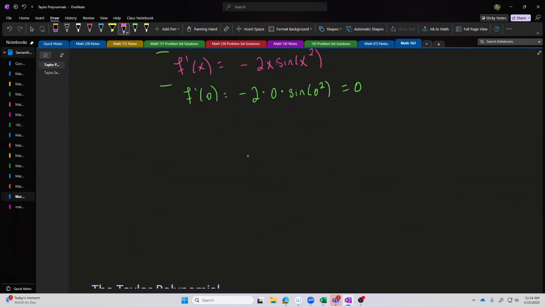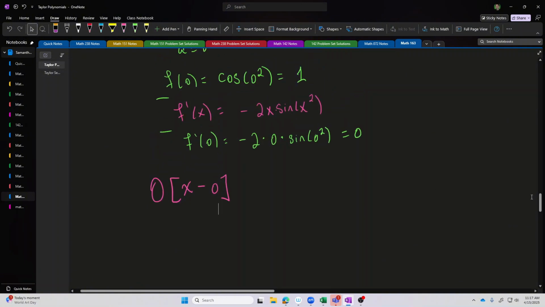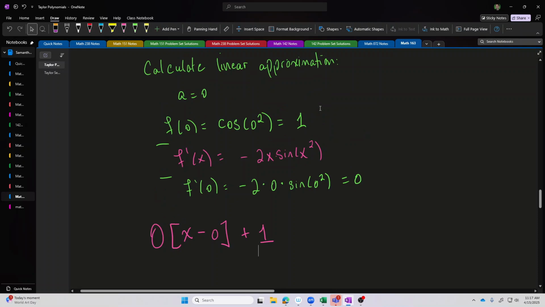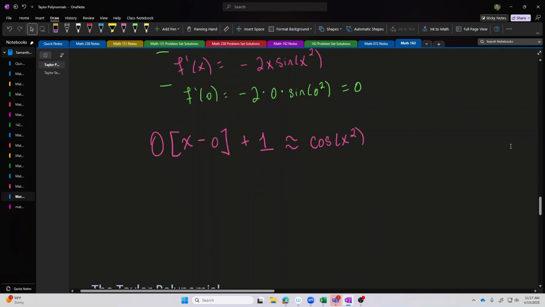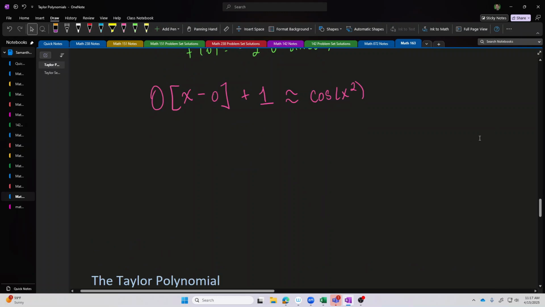So my linear approximation is going to have the formula: the slope of the tangent line, the output of the derivative, which we found is 0 in this problem, times x minus a, where we chose a equals 0 in this problem, and then plus the output of the original function, 1, in this problem. Now that linear approximation is going to be very, very close to our original function, cosine of x squared, for all the x values that are relevant in this problem.